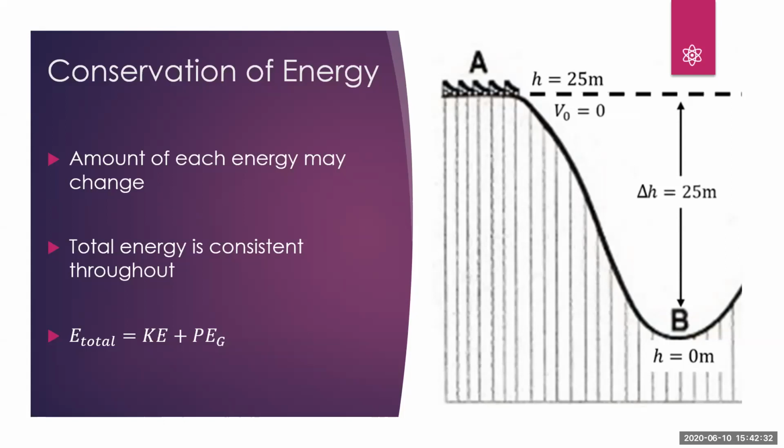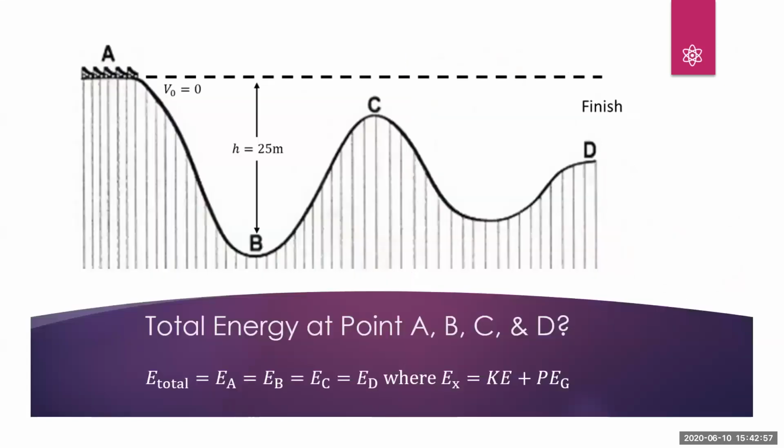Whenever a physics problem tells you something is frictionless, this probably means that you're working with a closed system. The amount of kinetic and potential energy changes from place to place depending on the circumstances, but it is important to point out that their sum, the total energy, is consistent throughout. Conservation of energy means that all energy is conserved in the system and no energy is lost to the environment. Knowing this will help us answer part C, which compares the total energy of point A and point D.